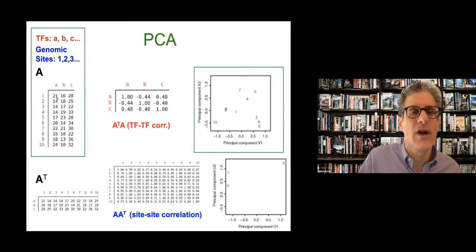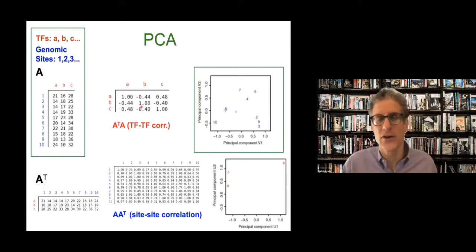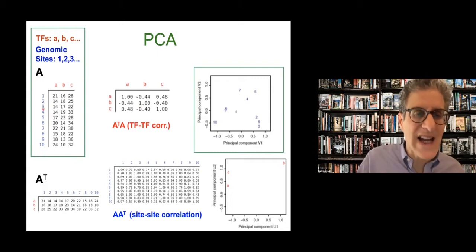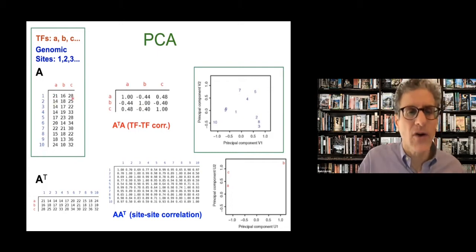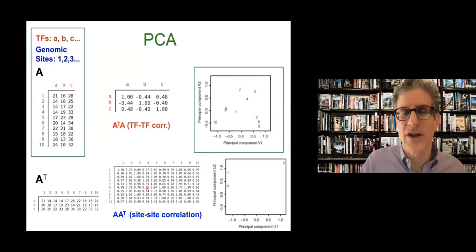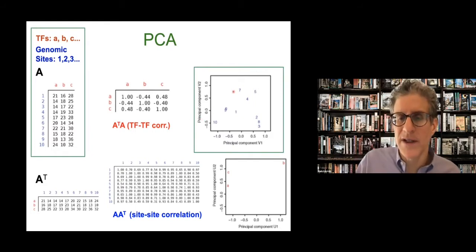We can look at all possible correlations of this A vector and this B vector and so forth, and so we'll get this small 3x3 matrix. That describes how all the transcription factors are related. We can do another matrix: we can take all the sites in the genome and correlate them. So we can correlate this with this, and we'll get a much larger, 10 by 10 matrix. This is our site correlation. That's A transpose A. And then we can do principal components on both of these things.